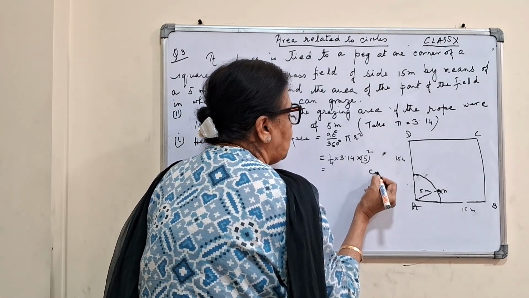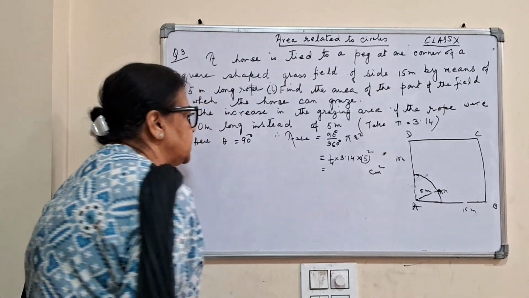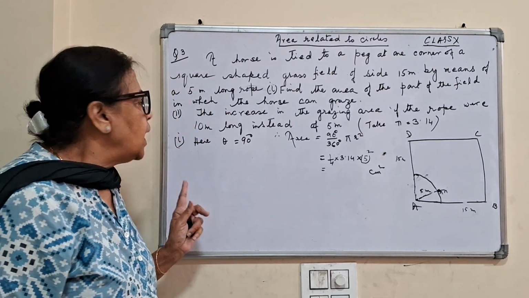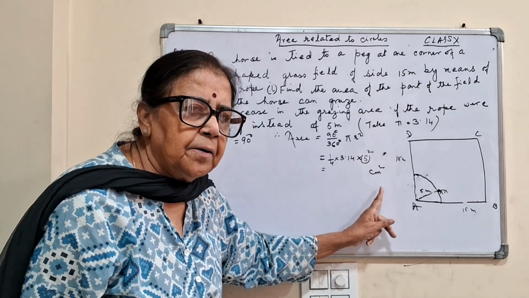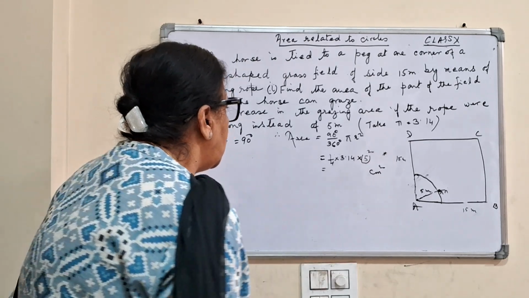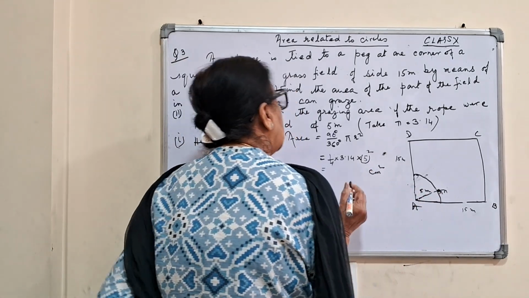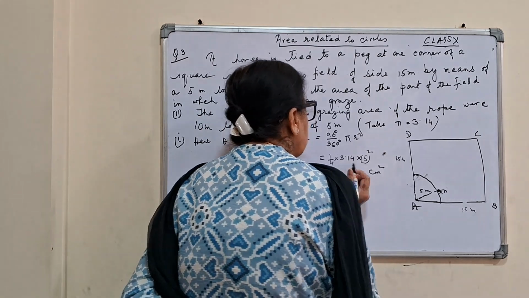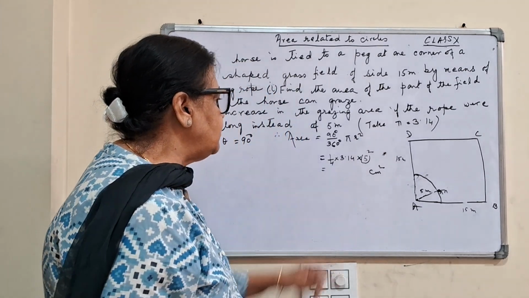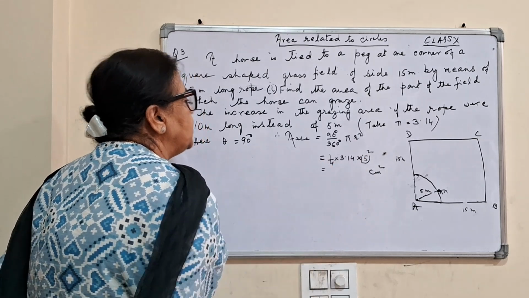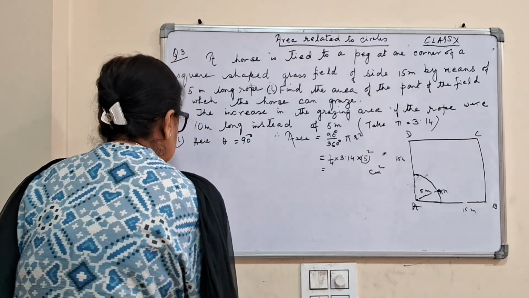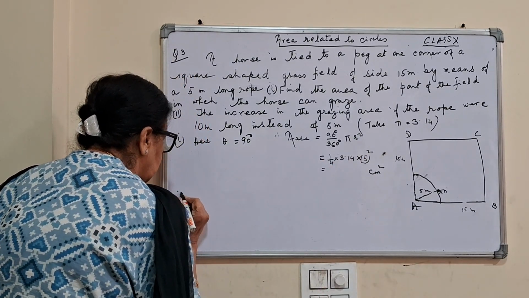It is a centimeter square. Calculation is your part, or if you want me to do, I'll do it. But 25, this is 25 into 14, multiply here and divide by 4. Okay. Then second part, I give you hint only.